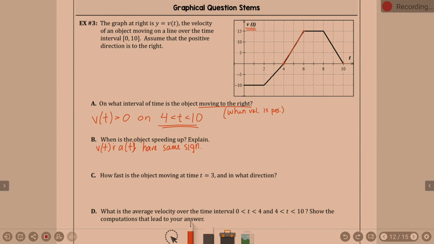So on my notes, how did I write this? On 4 to 6, since v of t is greater than 0 and v prime of t is greater than 0. So on the interval 4 less than t less than 6, since v of t is greater than 0 and v prime of t is greater than 0. Okay.